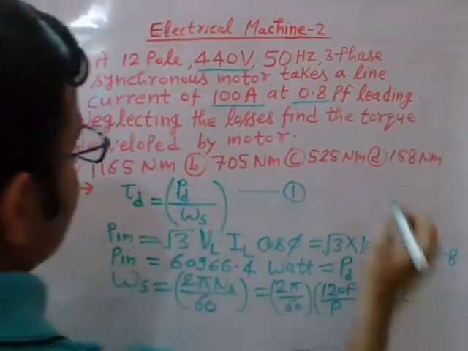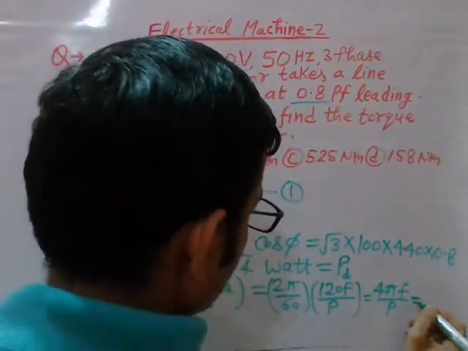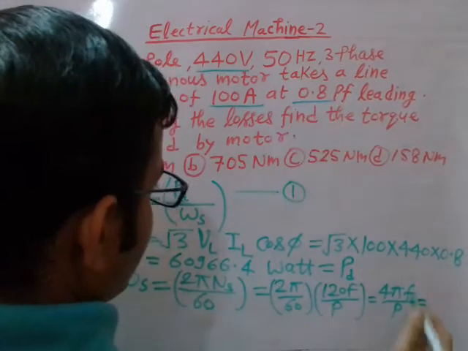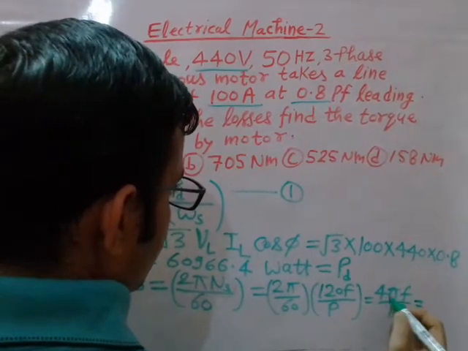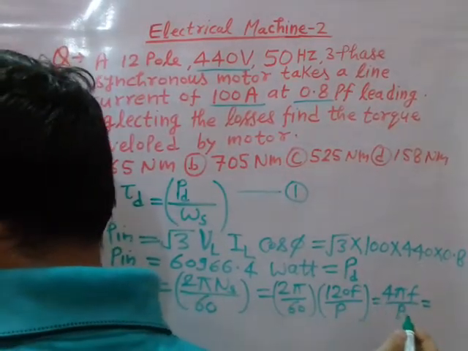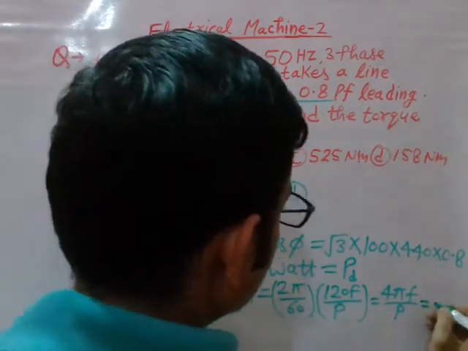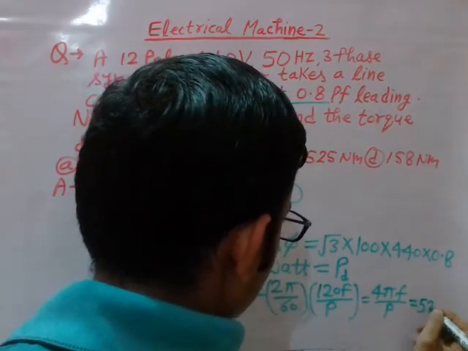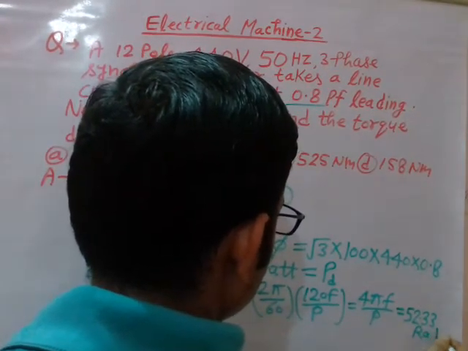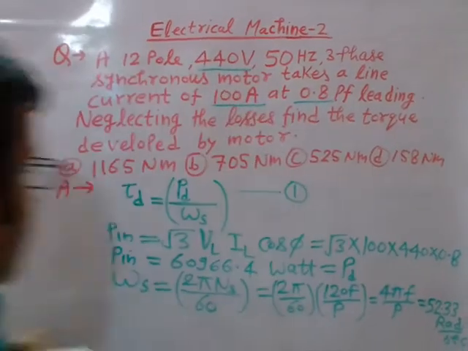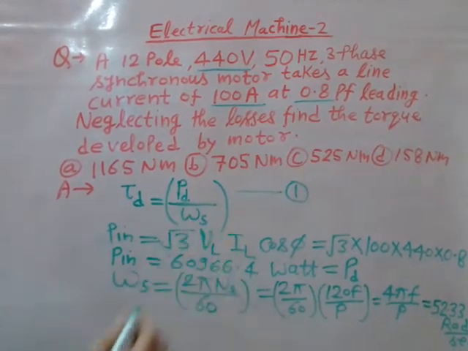So f is the supply frequency equal to 50 hertz, and P, the number of poles, is 12. When you put f equal to 50 hertz and P equal to 12 poles, pi as 3.14, and multiply by 4, you will get the synchronous speed in radian per second equal to 52.33 radian per second, right? So now you have calculated both the parameters.